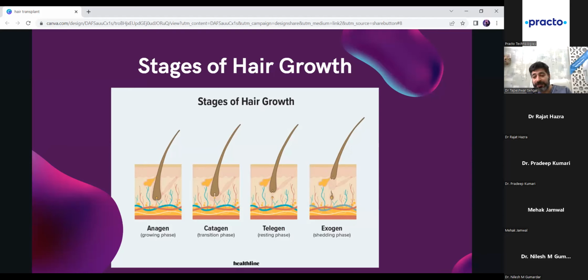He gets very anxious. आपने जो बाल लगाए थे, they are getting shed. So how will they all survive? So this needs to be explained. There is a natural process. Shedding phase is a natural process of the hair transplant.